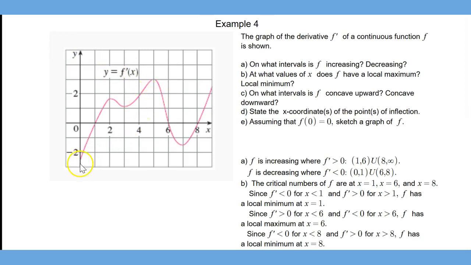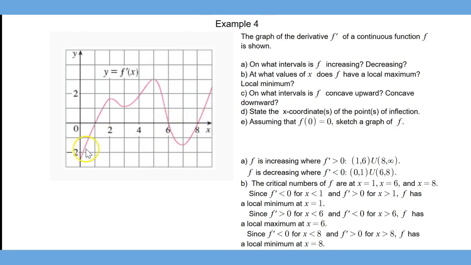So f prime is positive between 1 and 6, and again from 8 to infinity. So that's where f is increasing. f prime is negative from 0 to 1 and 6 to 8. So that's where f is decreasing. The critical numbers of f occur at the zeros of f prime. So that's at 1, 6, and 8.